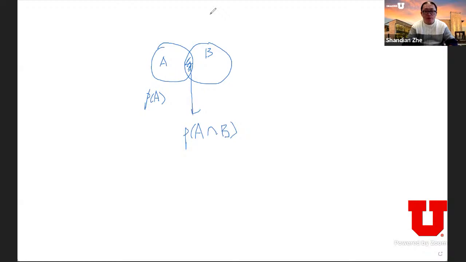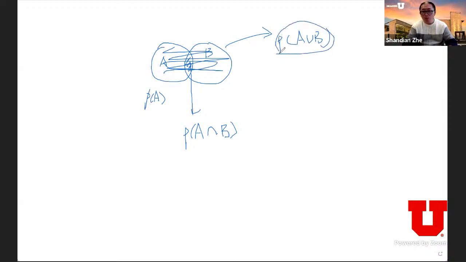Okay, and then what about the union? You just look at the area where both A and B occupy, right? This is the union, P of A union B. So obviously, if you want to calculate P of A union B, it is equivalent to summing P of A plus P of B, and then subtracting the overlapping part, which is P of the intersection of A and B, right? That's where the equation we just mentioned comes from.